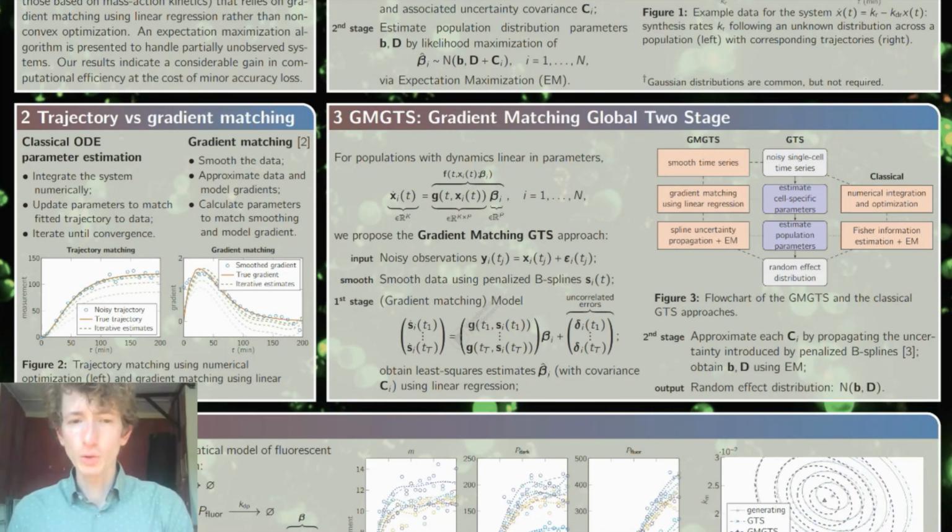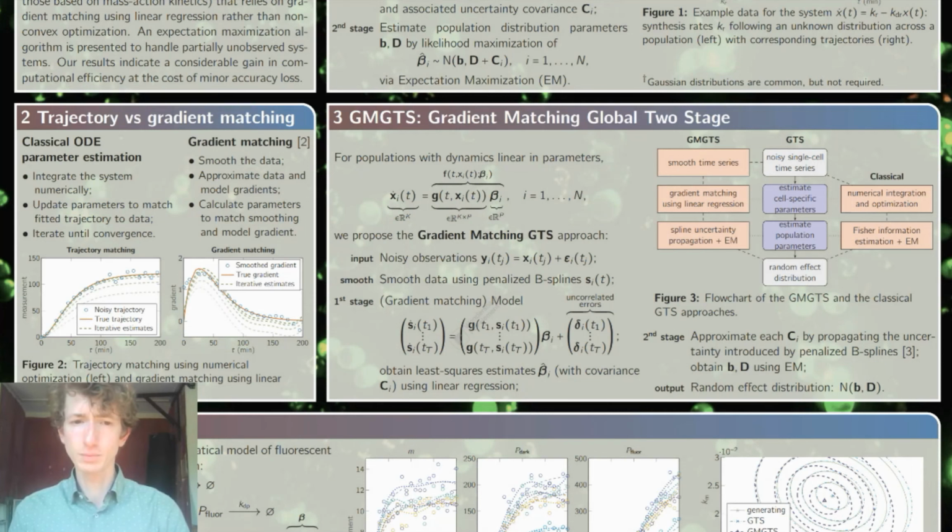So let's get to our contribution. We have adapted the GTS method to use gradient matching in its first stage instead of trajectory matching, where we adopted the common practice of smoothing data using B-splines, hence the name gradient matching GTS, or GMGTS. Of particular interest are systems which are linear in parameters, for which we can form a linear regression model. So we can use efficient convex optimization approaches like generalized least squares estimation.